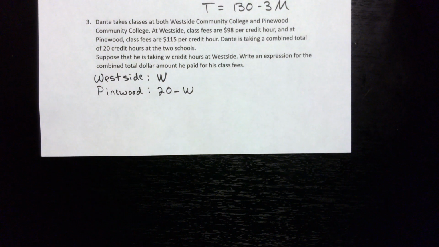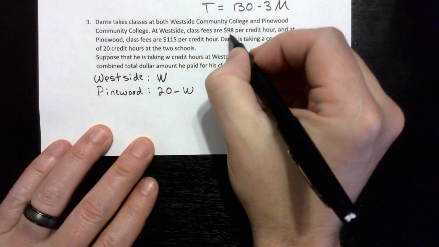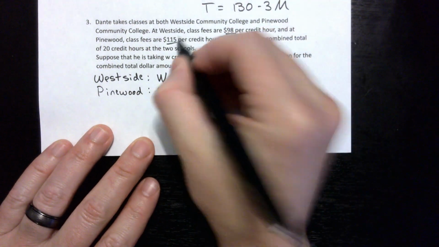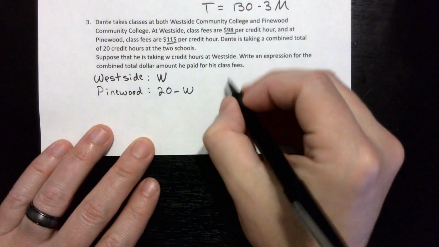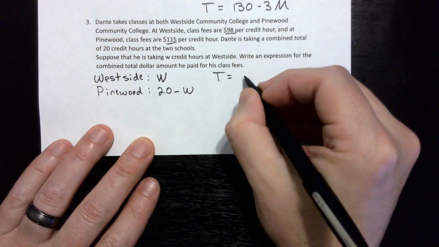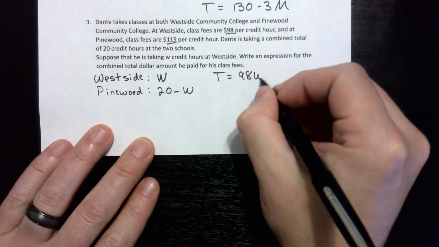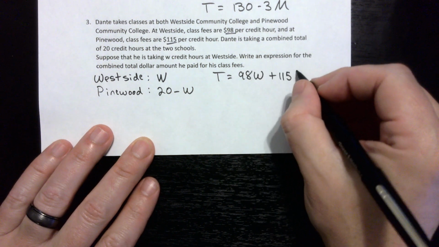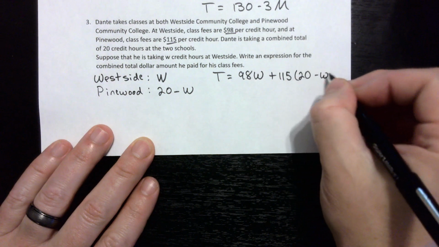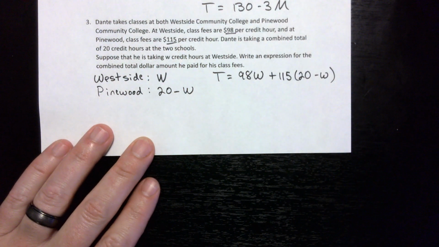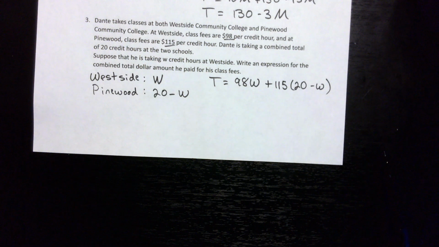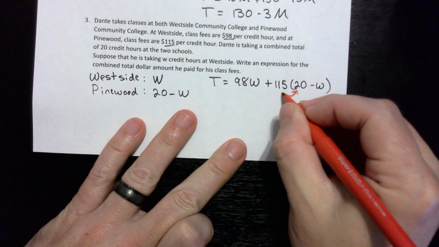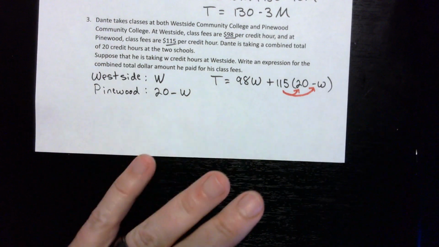So now we're writing an expression for the combined total dollar amount he paid. That's the $98 for Westside and the $115 for Pinewood. So T is equal to 98W plus 115 times 20 minus W. And that may be good enough. If you need to keep going, you will need to distribute this right there.